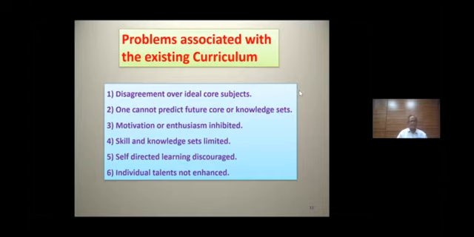Motivation or enthusiasm inhibited, because whether they like it or not, we are forcing them to study. That is not creating enthusiasm among the students. Skill and knowledge sets limited. Self-directed learning is totally discouraged. Individual talents are not enhanced. These are the main problems associated with existing curriculum. To solve these problems, I am going to suggest certain methods.